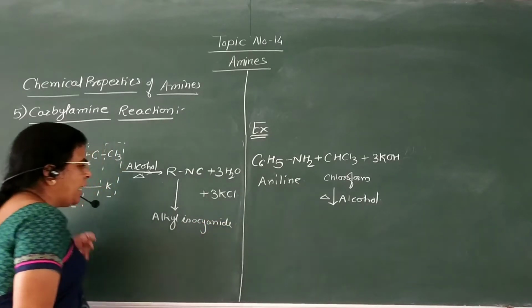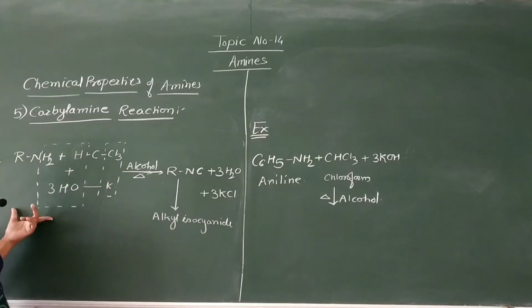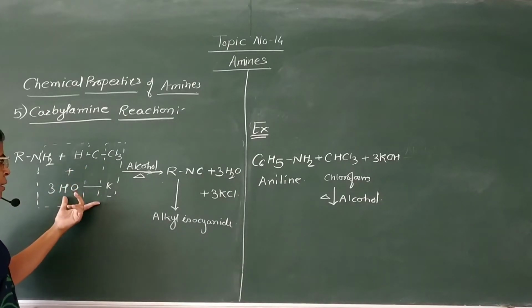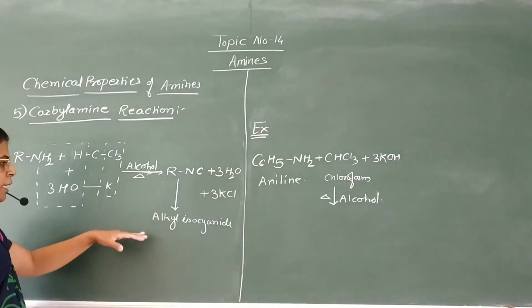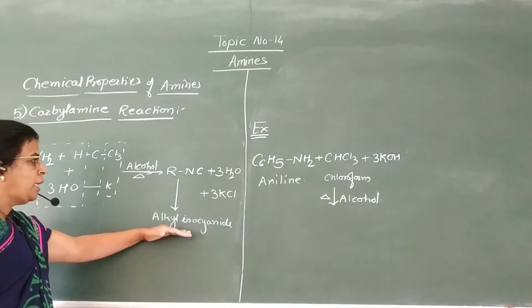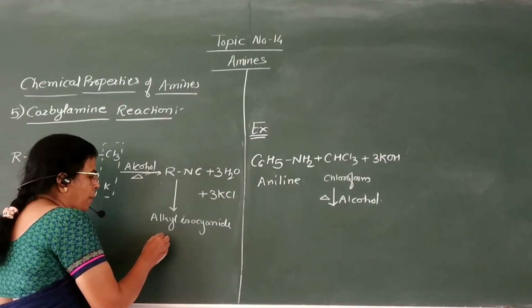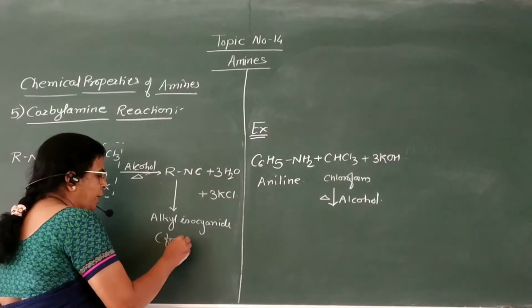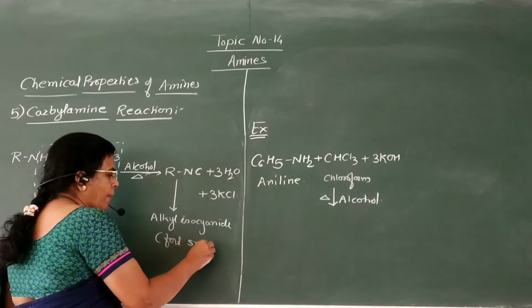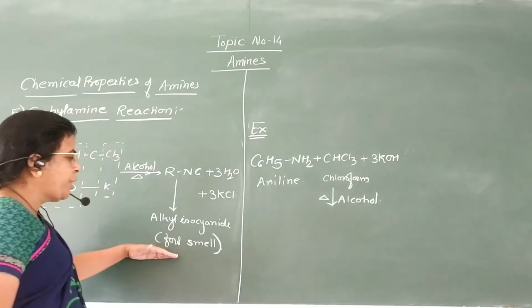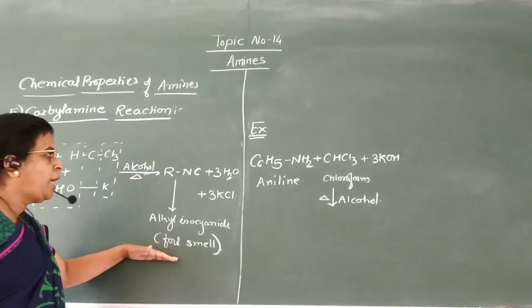Aromatic amines like aniline also react with chloroform and alcoholic potassium hydroxide to give phenyl isocyanide. Now here this is alkyl isocyanide. The smell of this is bad or foul smell. This test is not given by secondary and tertiary amine.